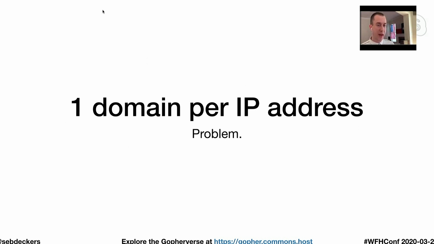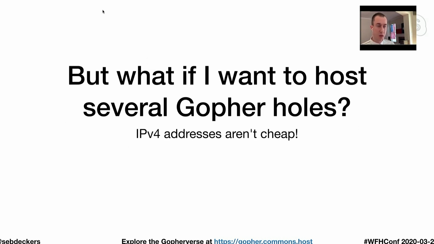But one issue that we have in the modern world of IPv4 shortages is that you can only host one domain per IP address. You have one IP address on your server, you have port 70, and you get a request. You don't know what host name it's for, you just see the path of the URL, and so you can only serve one domain, and it's a problem. Because I want to serve maybe lots of Gopher holes. Gopher holes are just Gopher websites.